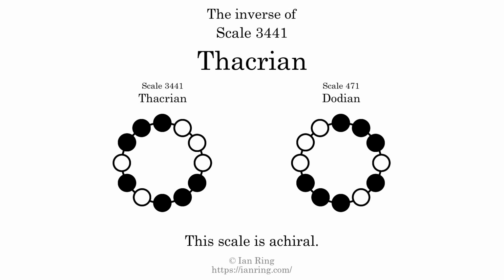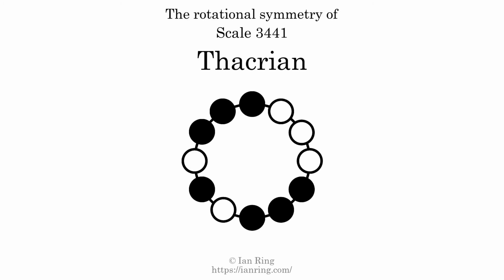The inverse of a scale is a mirror image. It is what you get when the sequence of intervals is reversed. The inverse of this scale is scale 471, also known as Dodian. This scale is achiral, since it can transform into its own reflection by a rotational transformation. This scale has no rotational symmetry.